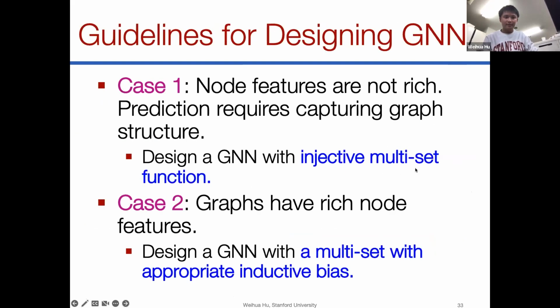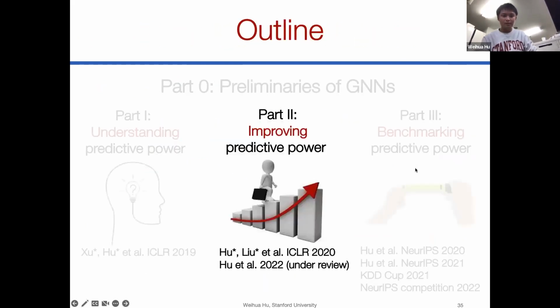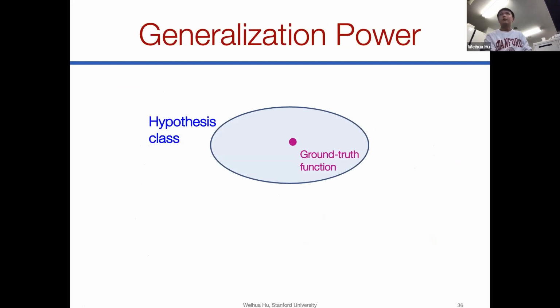Great question. Okay, now let's move on to part 2, improving the predictive power. So far what we did is to design this expressive GNN, whose hypothesis class is expressive enough to hopefully cover this ground truth function.